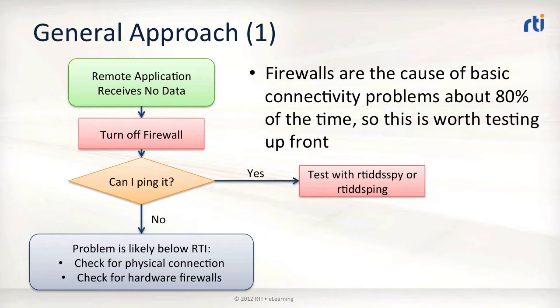Okay, so if you can't ping it, then you recognize that the problem is somewhere below Connext. If you can ping it, usually the next step is to test with either the RTI DDS Spy tool or the RTI DDS Ping tool, and we'll talk about both of those.